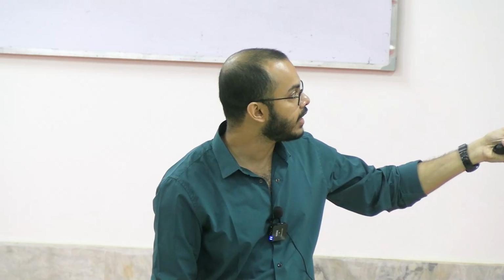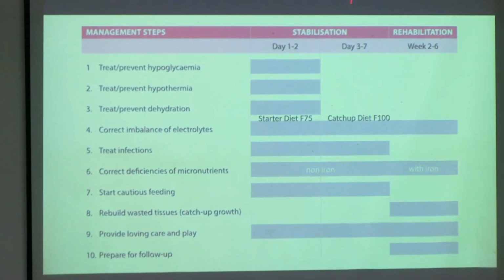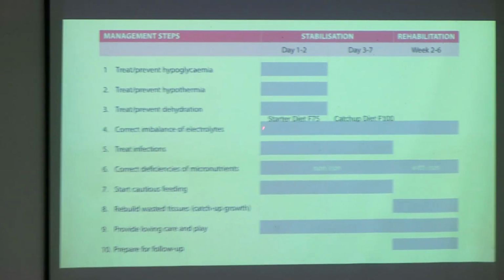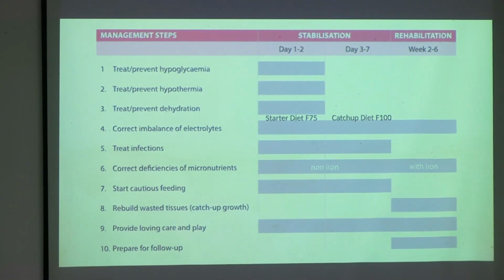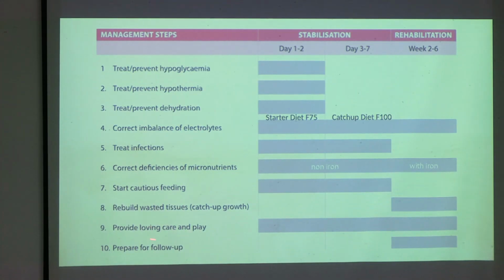See, catch-up diet F-100 after 3 to 7 days. And in the first stabilization phase, starter diet F-75. Okay? Along with that, infection, feeding, and love. Last 2 points: provide loving care and play.